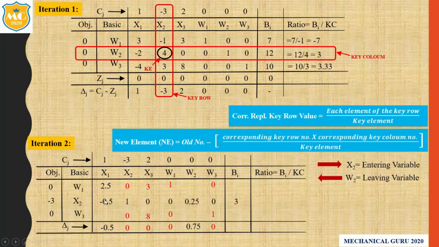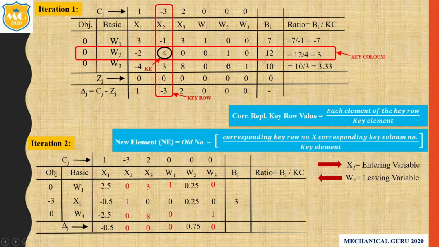So here we get the 2.5. Similarly this value, minus 4 minus, in bracket, minus 2 into 3 divided by 4. So minus minus plus 6 by 4. So here we get the minus 2.5. Similarly W2 value, 0 minus this into this divided by 4. So minus minus plus. So 0 plus 1 by 4. So here we get the 0.25.